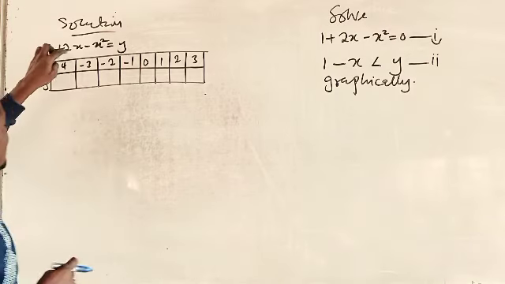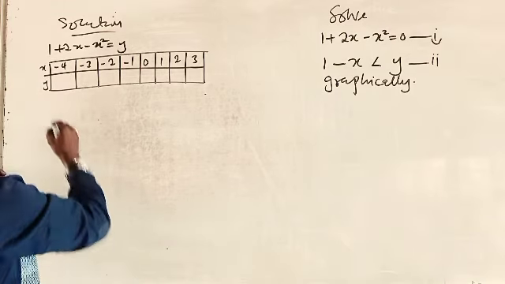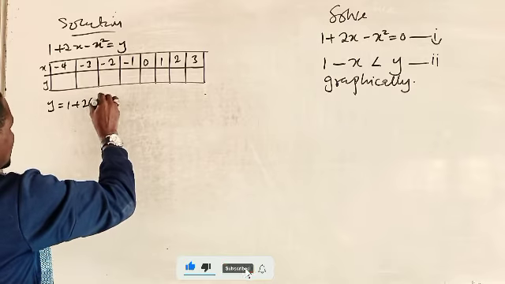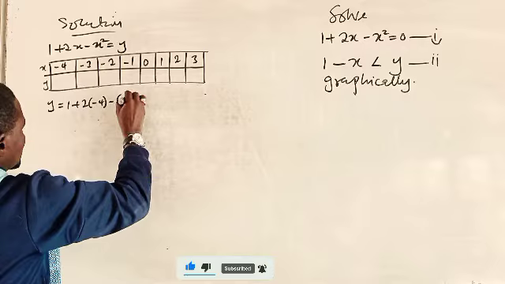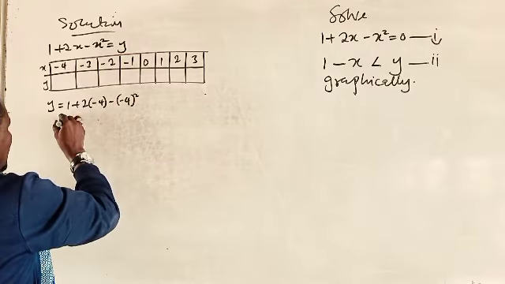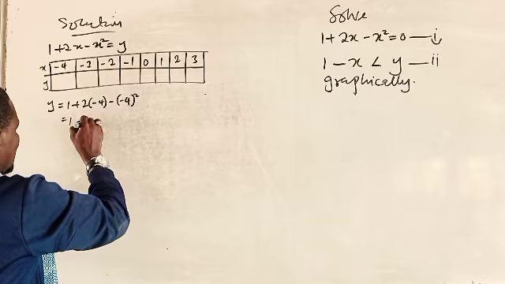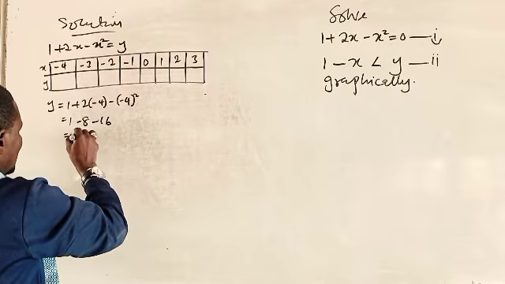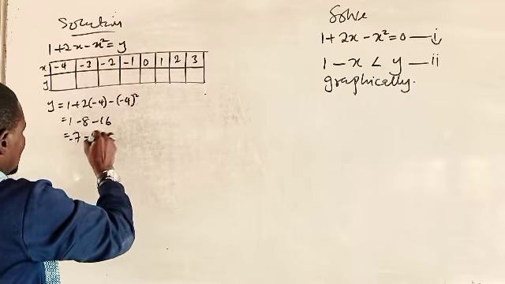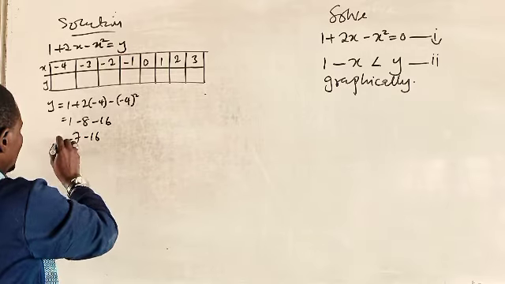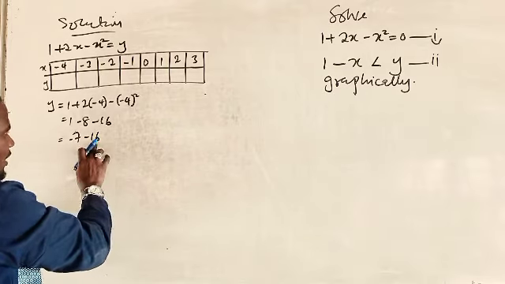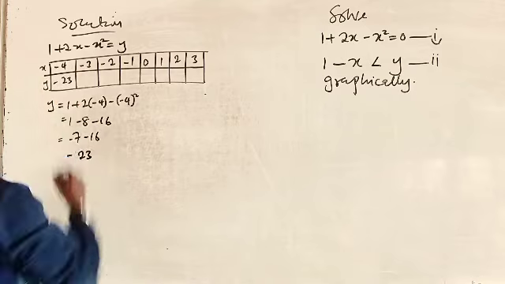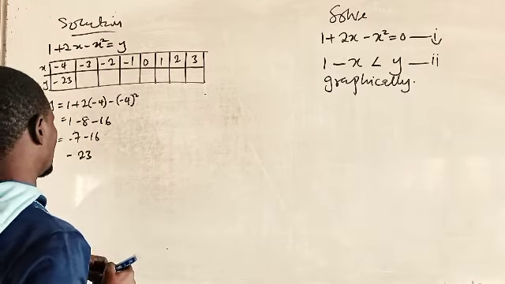Now remember, using this equation, when x is minus 4, we have y equals 1 plus 2 bracket minus 4 minus bracket minus 4 squared. Now this is 1 minus 8 minus 16. This is 1 minus 7 minus 16. Minus 7 minus 16 is minus 23. Now this is minus 23.